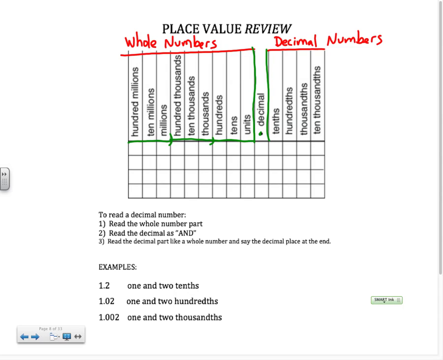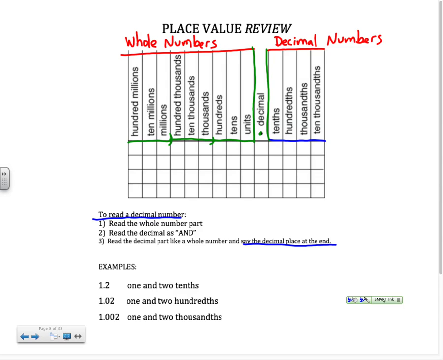Today I want to focus on the right side of the decimal: the tenths, the hundredths, the thousandths, and the 10,000ths. So let's look at the directions down here. It says to read a decimal number, you read the whole number part, you read the decimal as "and," and then you read the decimal part just like you would a whole number, and you always say the name of the decimal place at the end.